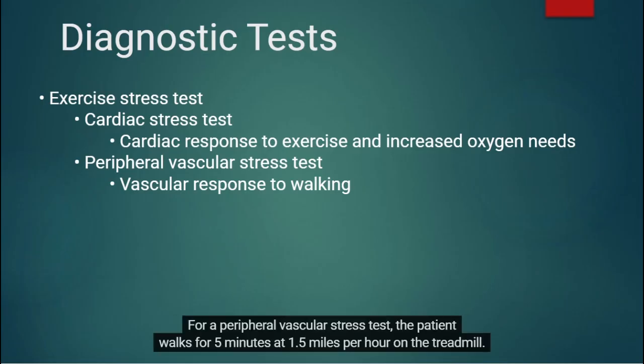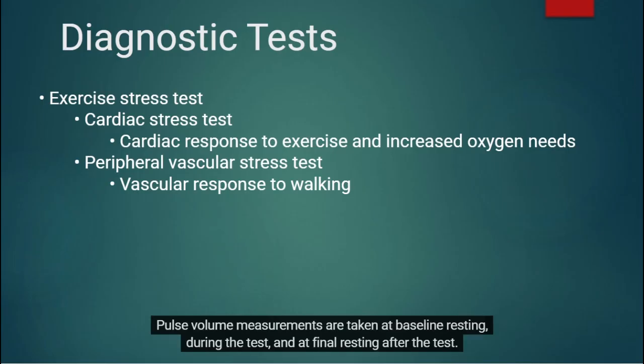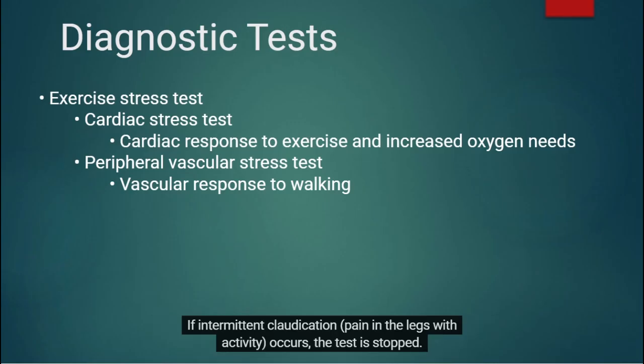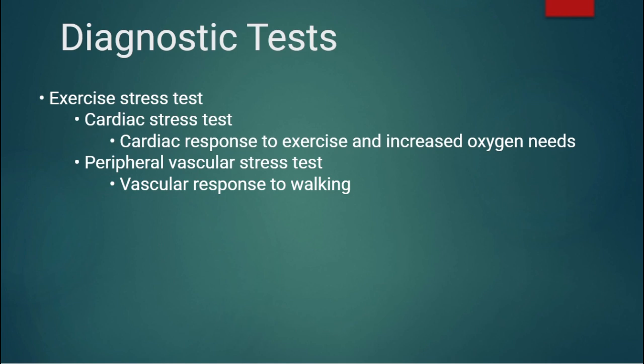For a peripheral vascular stress test, the patient walks for 5 minutes at 1.5 miles per hour on the treadmill. Pulse volume measurements are taken at baseline resting, during the test, and at final resting after the test. If intermittent claudication, pain in the legs with activity, occurs, the test is stopped.